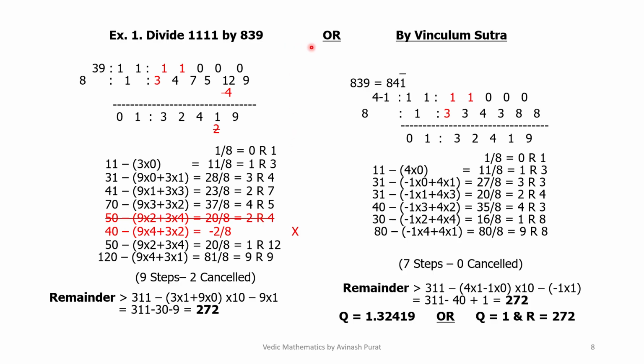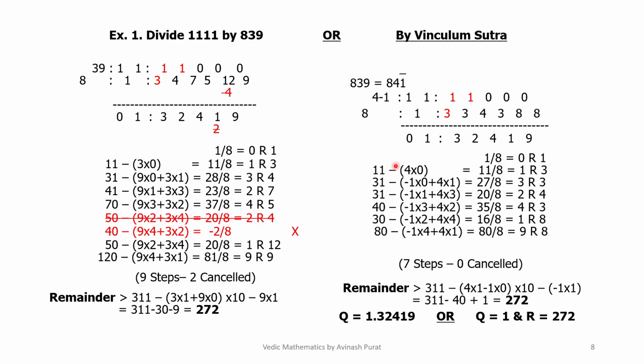Now same example we consider by Vinculum's Sutra. 839 equal to 840 minus 1. 84 minus 1. So we consider 8 as divisor, diagonally opposite on upper line, we take 4 minus 1. So 1 divided by 8 equal to 0 or 1.